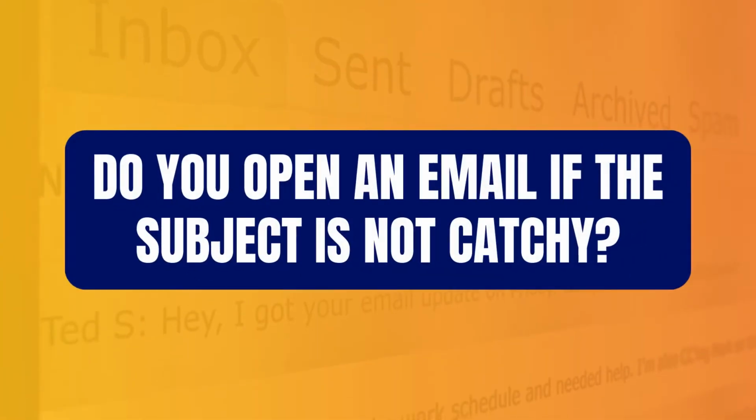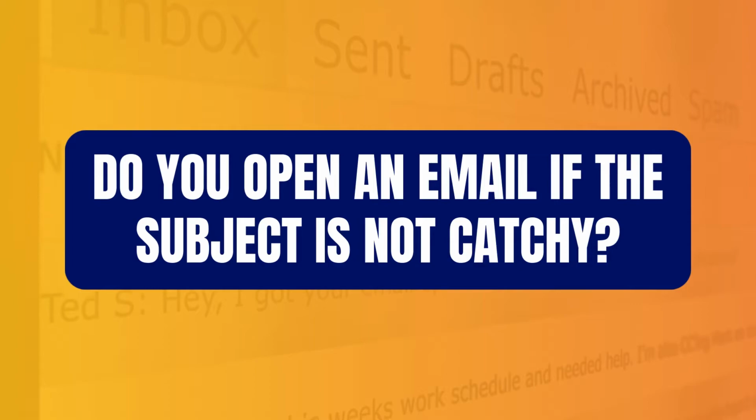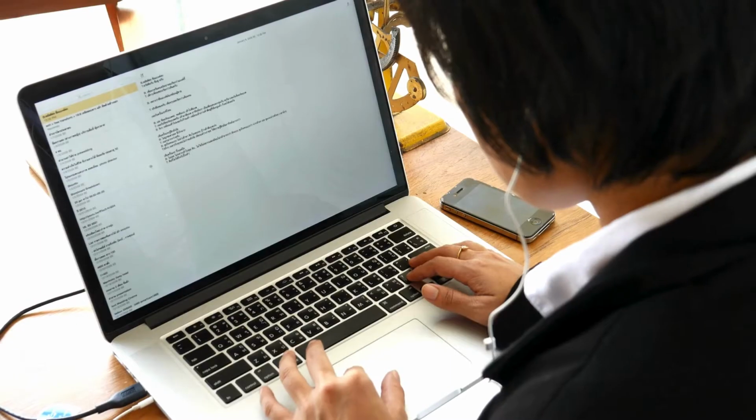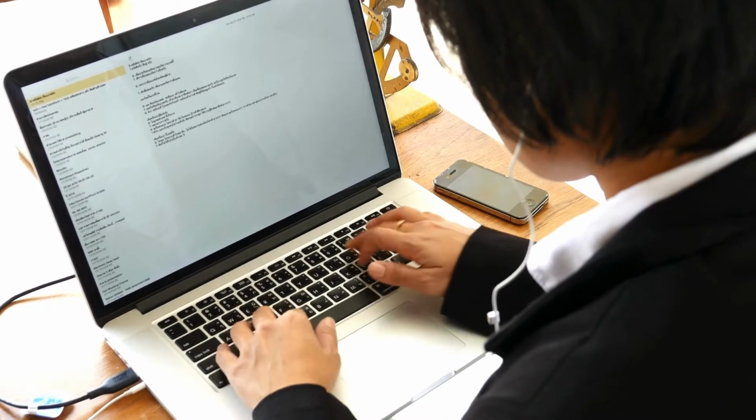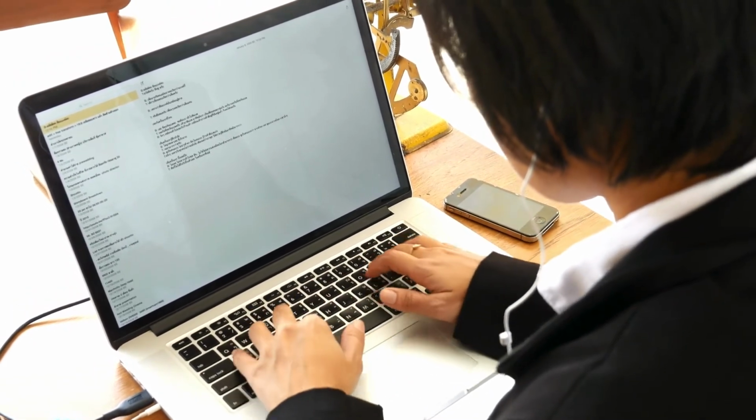Do you open an email if the subject is not catchy? You don't, right? So most people do the same. Using unattractive subjects makes you more likely to be ignored by customers.